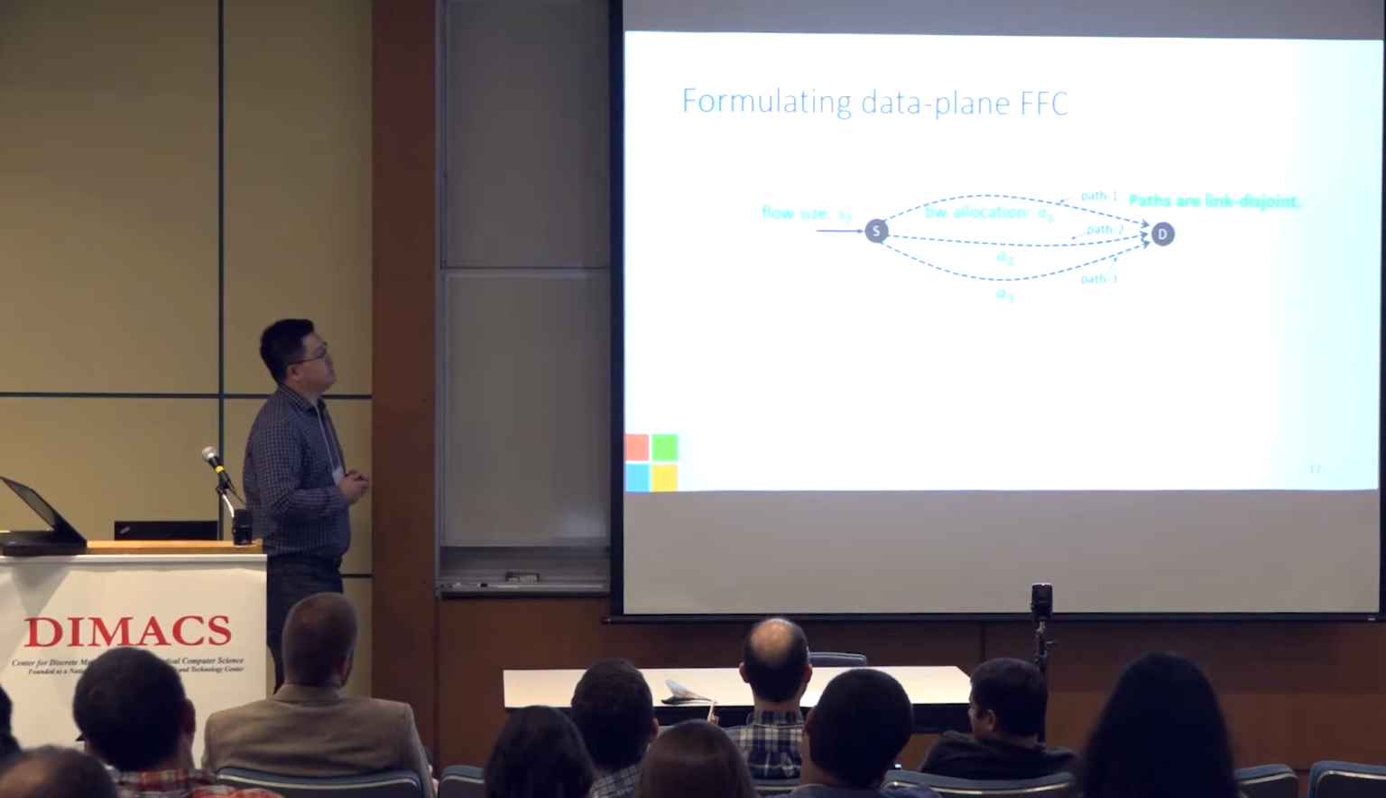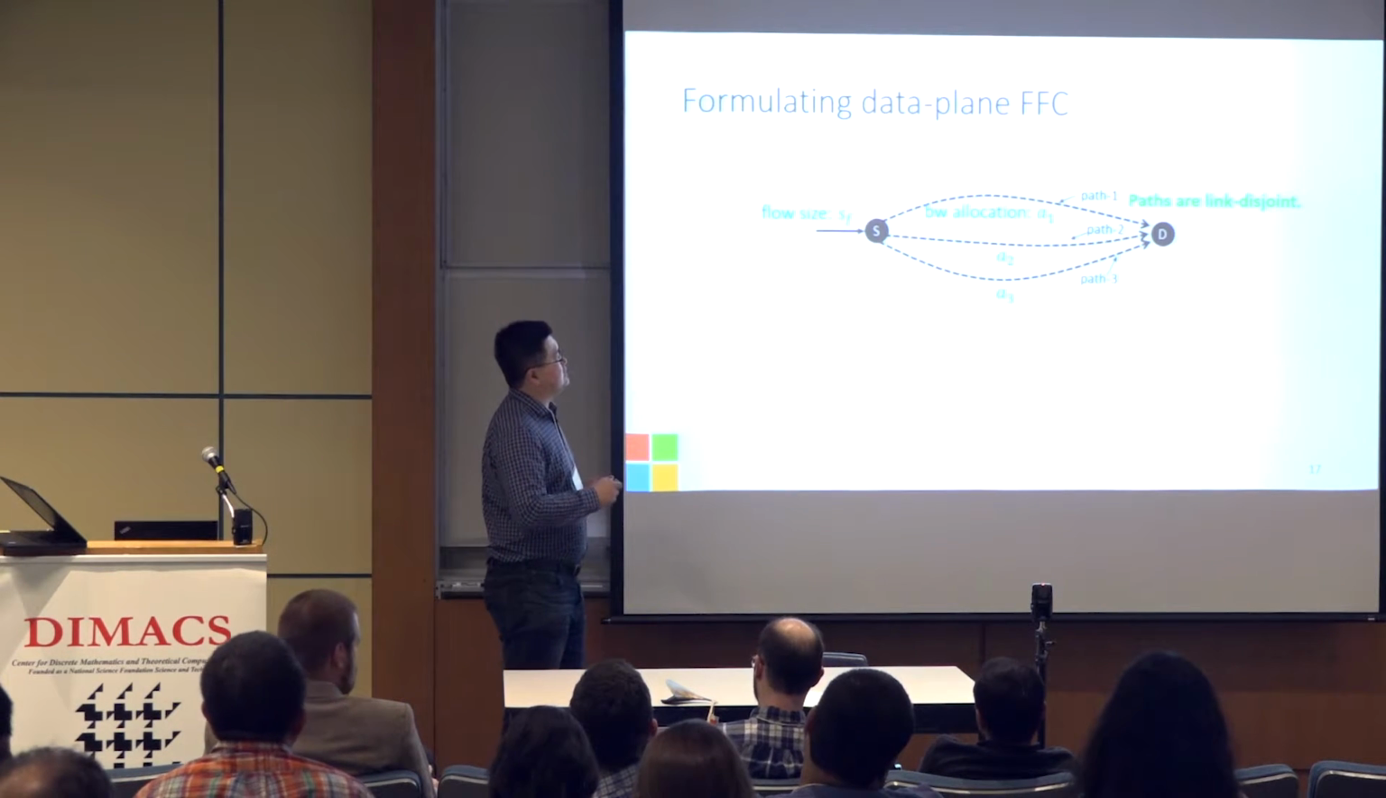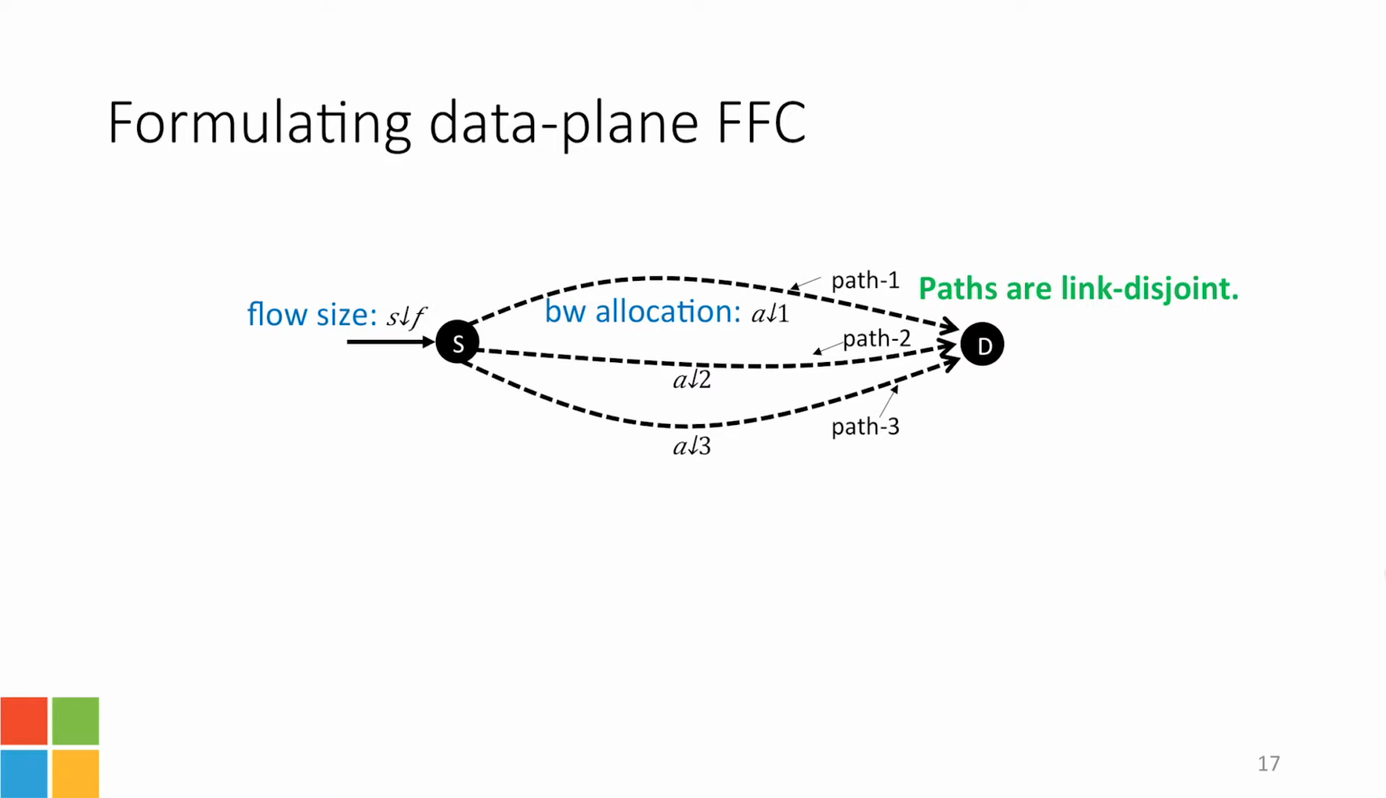First, we use a simple example to show you what it looks like. Suppose there is one flow, the source is S, the destination is D, and from source to destination there are 3 paths. We assume that the paths are link disjoint, so a single link failure can at most take down one path. What we need to decide is the flow size F and the bandwidth allocation on the 3 paths.